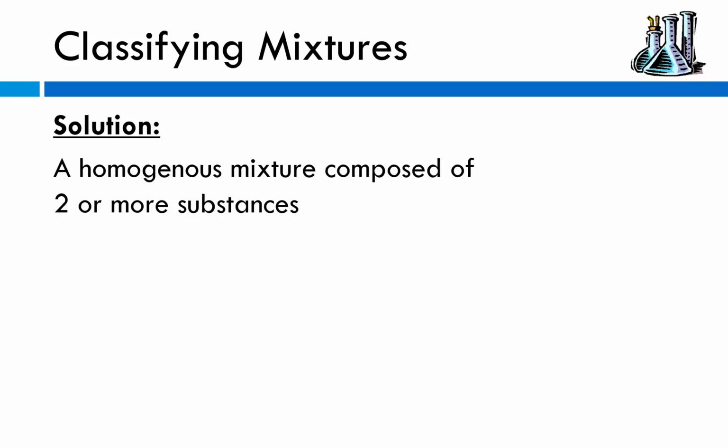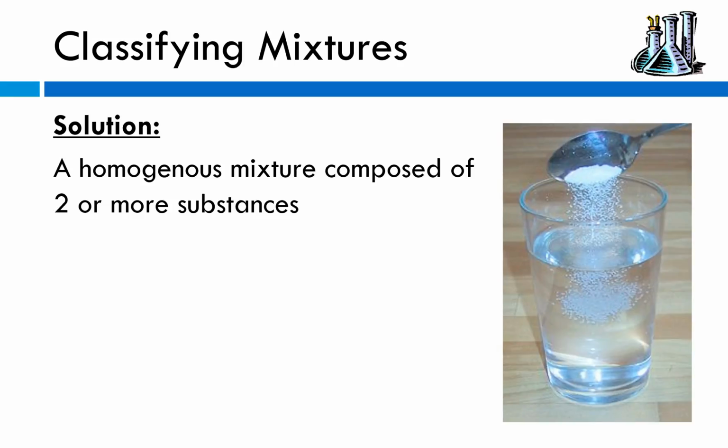A solution is a homogeneous mixture composed of two or more substances. All the solutions that we're going to look at right now in chemistry are really just going to be composed of only two substances. You can definitely have ones that are more complicated, but we're going to try to keep things fairly simple for the time being. So a good example of something that's going to form a solution is if you take sugar and dissolve it in water or salt and dissolve it in water.